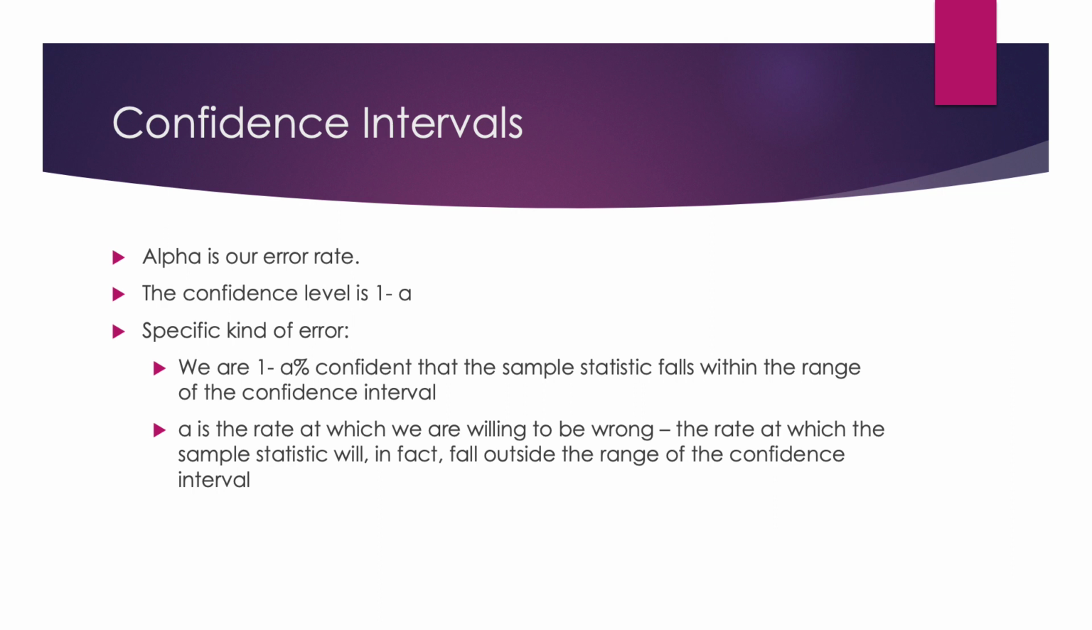So there's a little bit of notation with confidence intervals. Alpha is going to be our error rate, and our confidence level is 1 minus alpha. So we have a specific kind of error here. We are 1 minus alpha % correct that our sample statistic falls within the range of the confidence interval. And this will all become a lot clearer once we illustrate it together in Excel and R. Alpha is the rate at which we are willing to be wrong. So this is the rate at which the sample statistic will fall outside of the range of our confidence interval.